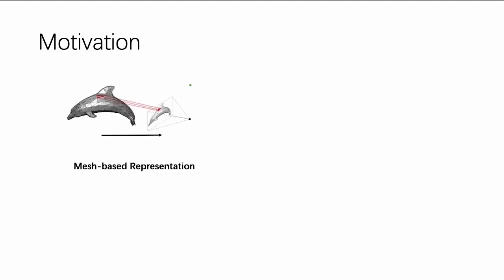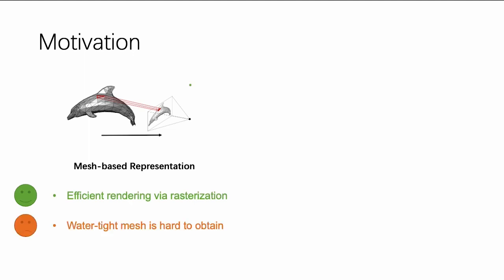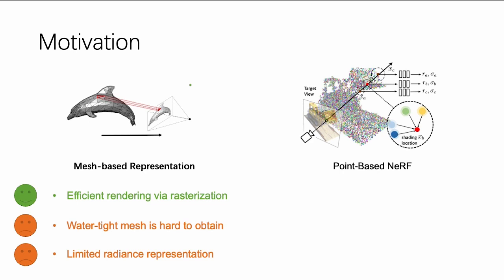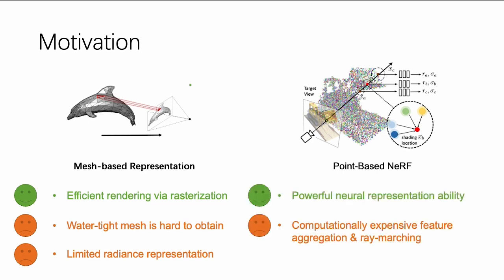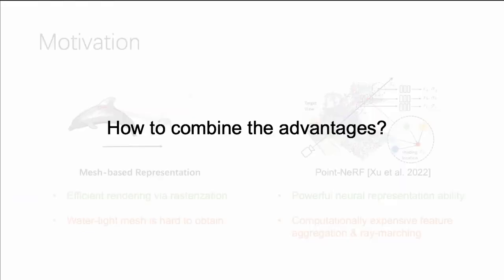The mesh-based representation is widely used in modern rendering pipeline due to its efficient nature. But the watertight mesh is hard to obtain in outdoor environments and the realistic radiance information is hard to be recovered. The current point-based NeRF methods have outstanding representation ability, but the rendering process is less efficient. How to combine the advantages of both types of representation? In this paper, we proposed deformable neural mesh primitive.